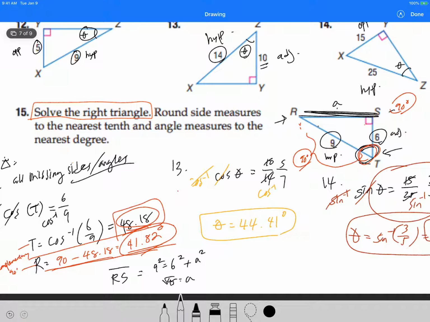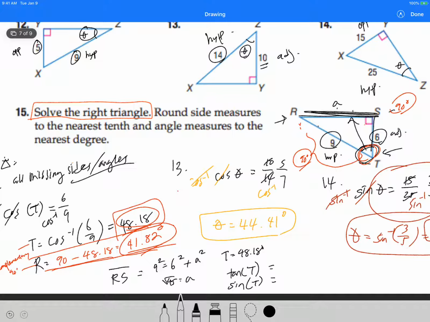But then there's another way that you can solve for this. You already have an angle T at 48.18 degrees. Now, knowing what you know about trig, we know that tangent of T, the reason why I use tangent is because it uses opposite, and we have an adjacent side that's given. You can use sine of T if you'd like, because they will give you the same answer regardless.